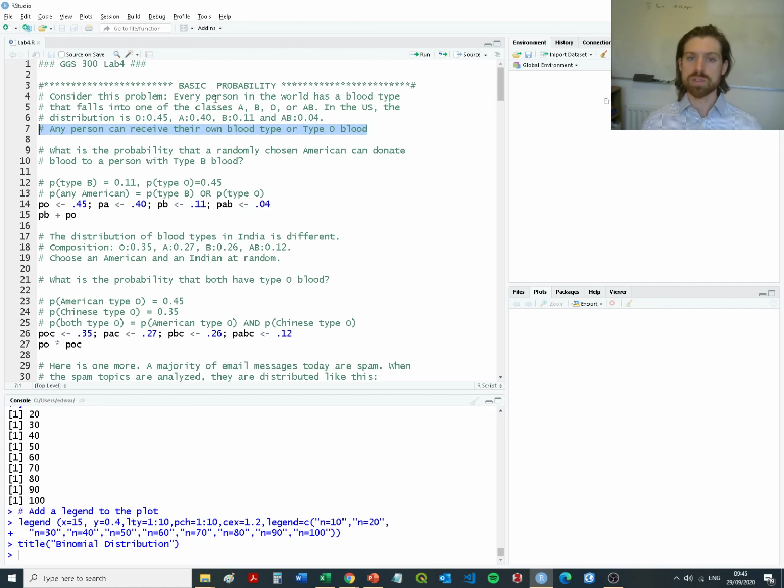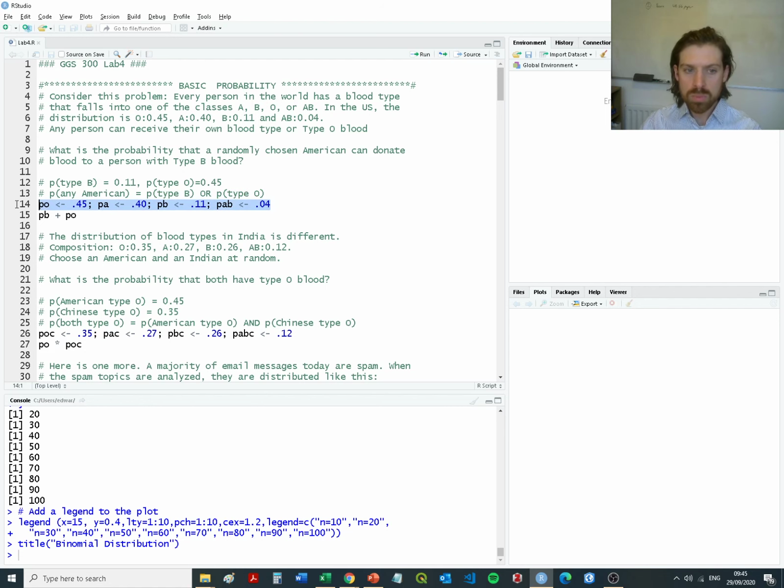Importantly, any person is able to receive their own blood type, but also the O blood type. Okay, so the question therefore is, what is the probability that a randomly chosen American can donate blood to a person with the type B blood group? Okay, so here we're interested in finding the probability of any person able to contribute to a person with this one blood group type. So we need to get the probability for B and for O.